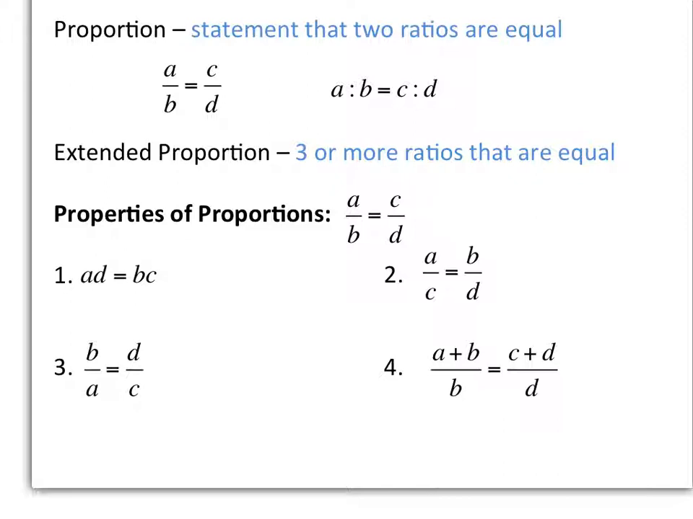And number 4, A plus B is to B as C plus D is to D. So we added our denominator to our numerator and kept our denominator the same. And notice that the same thing occurred in both ratios, so then our proportion still holds true. So make sure you get these 4 properties down on the bottom of your notes.